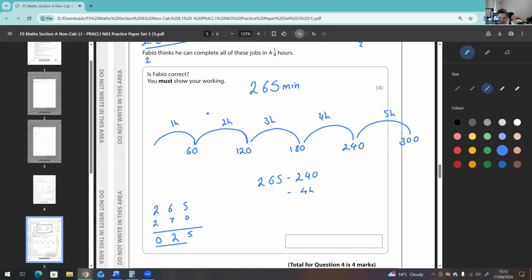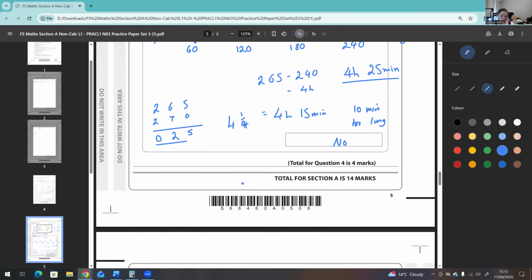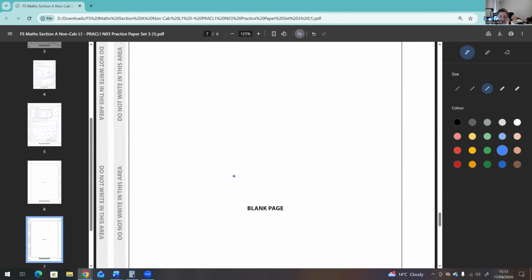So that tells us that he's done it in 4 hours and 25 minutes. We're interested in can he complete it in 4 1/4. 4 1/4 is 4 hours and 15 minutes. But he does it in 4 hours and 25. So he's actually taking 10 minutes too long. Is Fabio correct? No. 10 minutes too long. And that should be the end of the non-calculator paper.